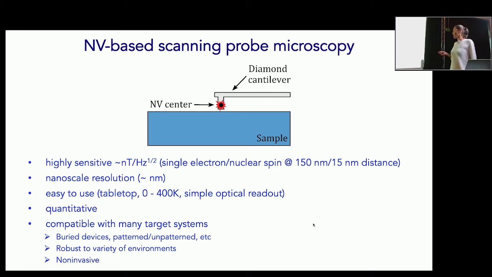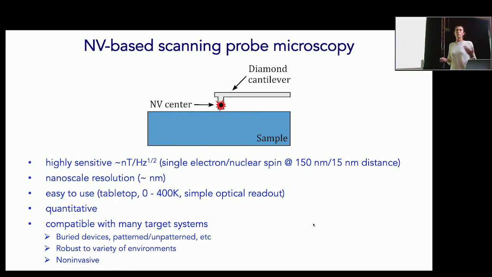Single nuclear spins: if we're 15 nanometers from a single nuclear spin, again, that produces about a nanotesla field. I will say that this is achievable in the bulk. There are some challenges that I'll talk about later in terms of achieving these types of sensitivities near the surface, but this is, I think, not infeasible in such a geometry. Of course, the atomic-scale size means that we can get very high spatial resolution in these types of imaging experiments. NV sensors are very easy to use.